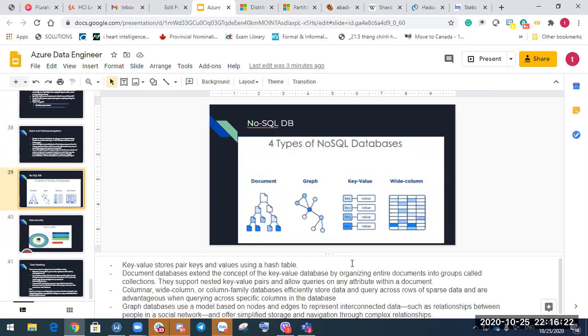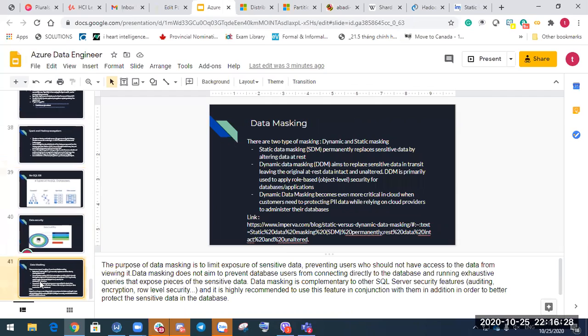Yes, and these are four different types of database. And data masking, which is crucial. There will be one section that quizzes on how to protect your data on Azure and different security methods. So go over these two slides.